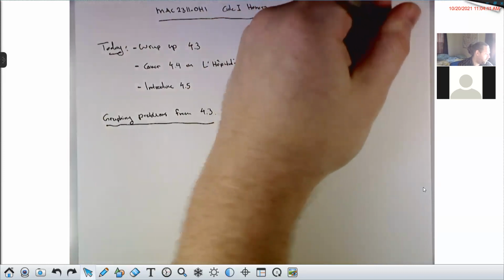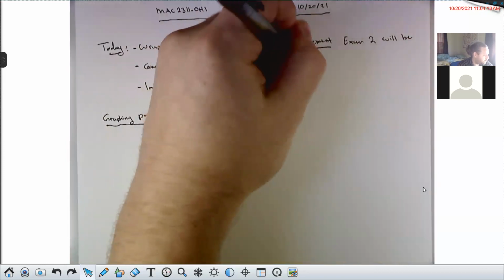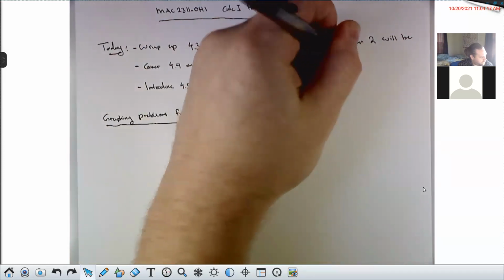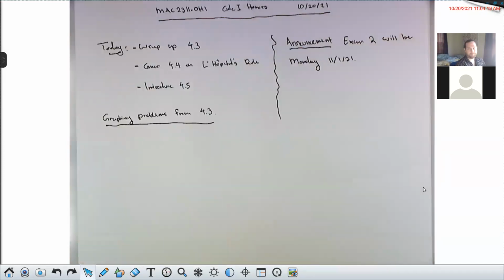Exam 2 will be Monday, 11/1. Okay. So Yiping made some comments the other day about drawing the graph of a function after we find where the function is increasing and decreasing, concave up, concave down, mins, maxes, and inflection points. That's the bulk of the material that you would want to draw the graph of a function.